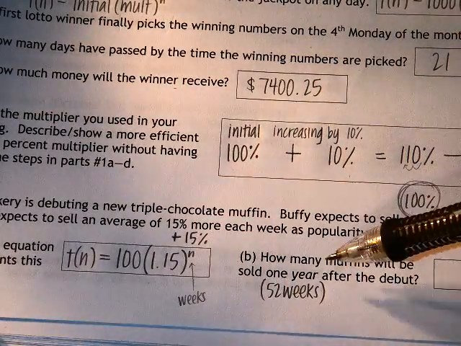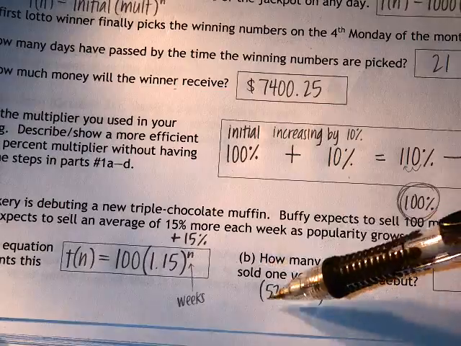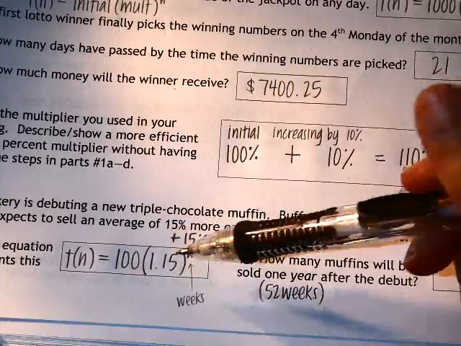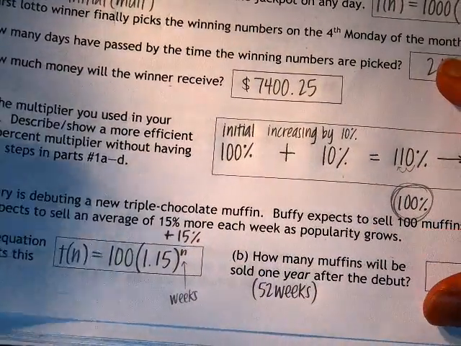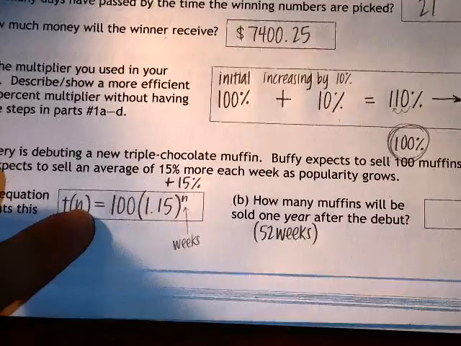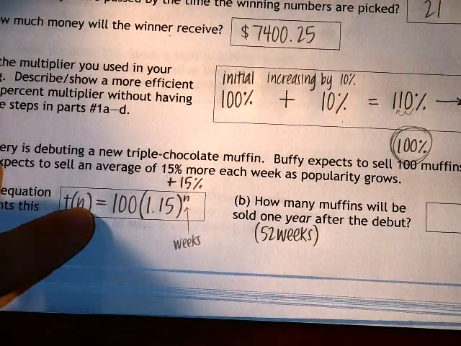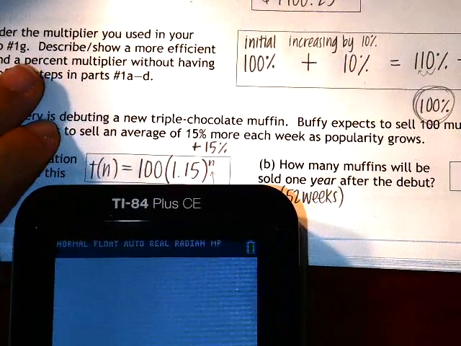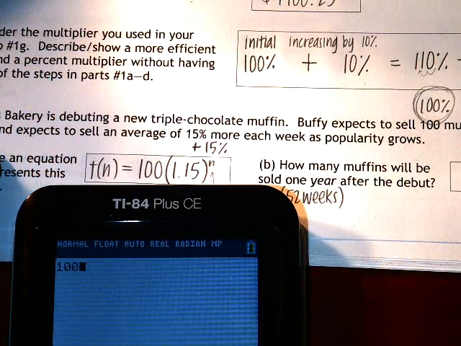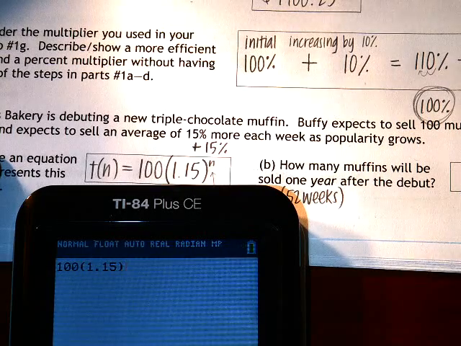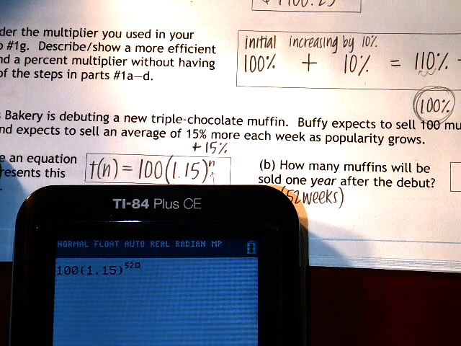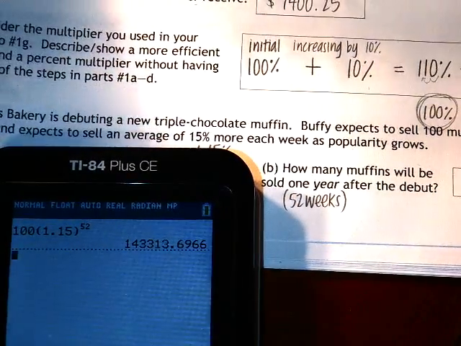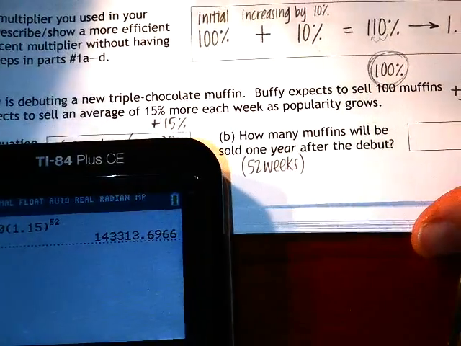And you can probably tell it's going to be really tedious to do 52 multiplications. Even if the multiplier is an easy number, like 1.15, doing that 52 times is going to get tedious. So the equation is once again worth its weight in gold. Now I can take my calculator, and any calculator with an exponent button should be able to do this, and I can use my equation. 100 times 1.15, my new multiplier, to the power of 52, and voila. That tells me how many muffins she's going to sell without having to do each individual calculation.